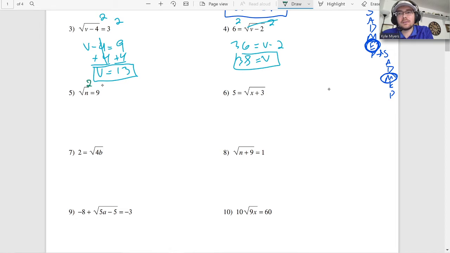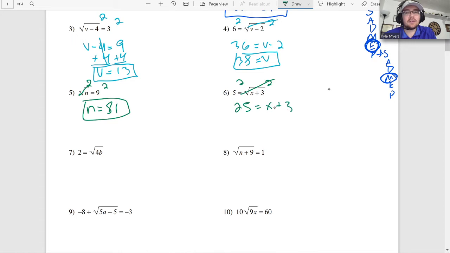This is going to be the same thing. Square, square. 9 squared is 81. The reason why they have this here is because it's tempting to like square root it, because 9 does have a square root, but you don't square root it just because you can. It's actually 9 squared, so 81. Done. Actually wasn't that bad at all. 5 squared is 25. X plus 3. Subtract 3 on both sides. I get 22. Boom, done.